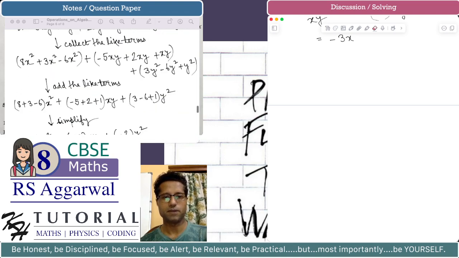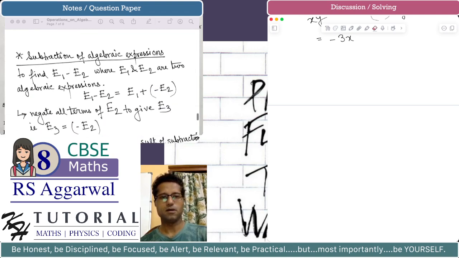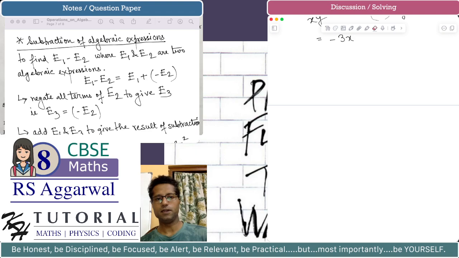Now how do we subtract two algebraic expressions? Let's say E1 and E2 are two algebraic expressions and we have to find E1 minus E2. So E1 minus E2 will be E1 plus the additive inverse of E2, which is minus E2. Now what does minus E2 mean? Minus E2 means you just negate all the terms of E2.